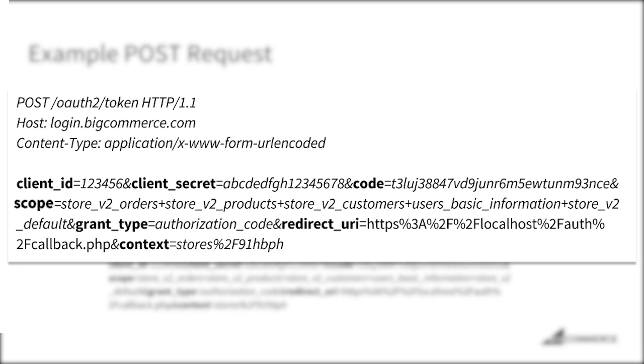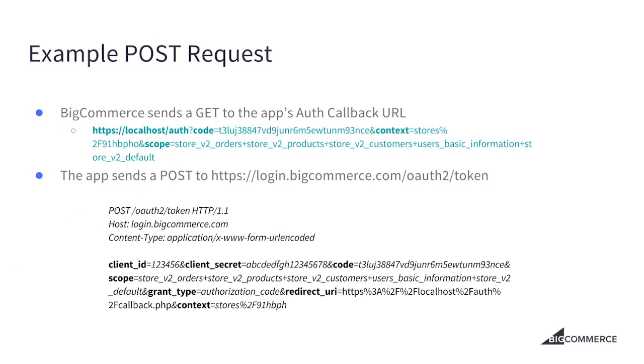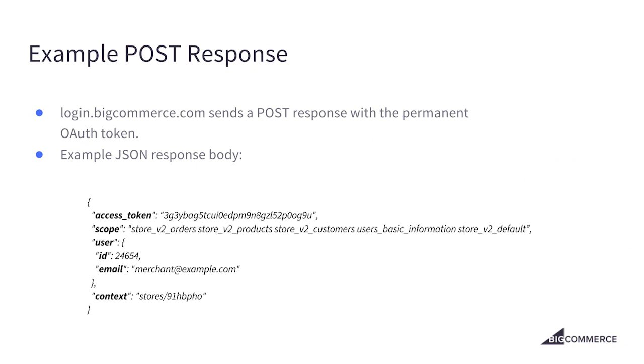The code, scope, and context from the Auth callback request are used. The grant type is set to authorization code, and the redirect URI points to the Auth callback URL. Now we're just one step away from getting the OAuth token for the store owner account. Login.bigcommerce.com will give a POST response.